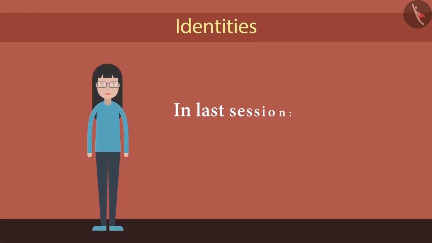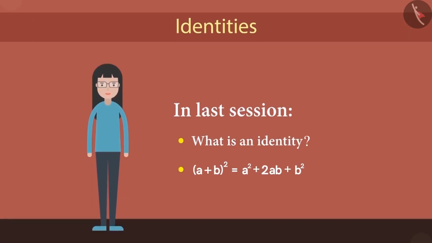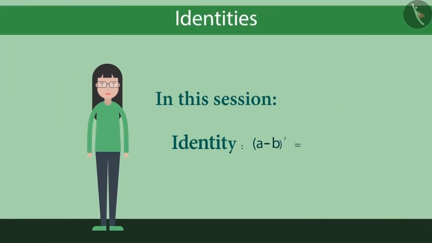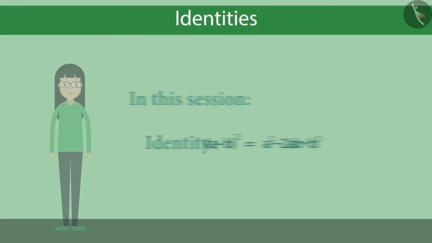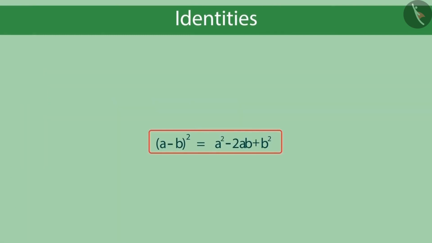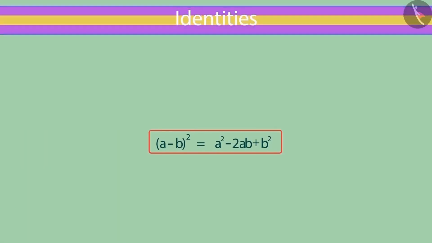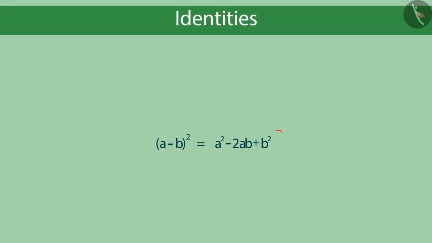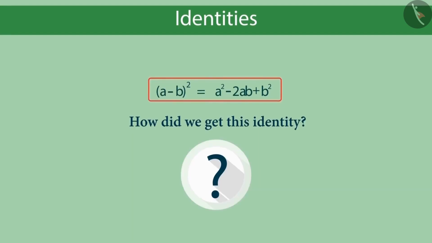Friends, in the previous video, we saw what is an identity and we also saw this identity. In this video, we will see a new identity. Take a look at this equation. This is actually an identity. That means the expression on the left-hand side is equal to the expression on the right-hand side for any value of the variables a and b. But how did we get this identity?